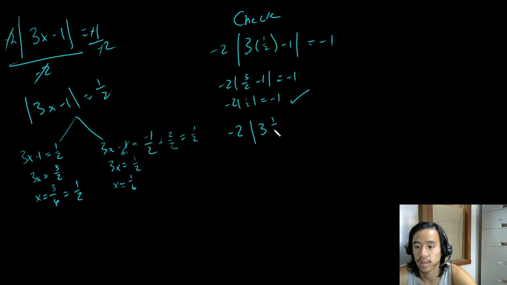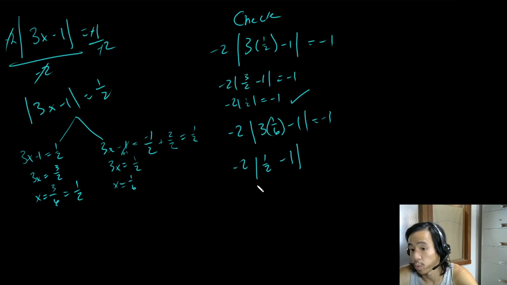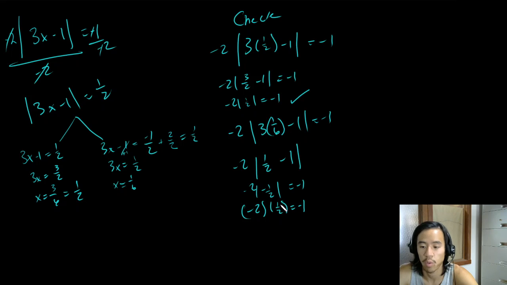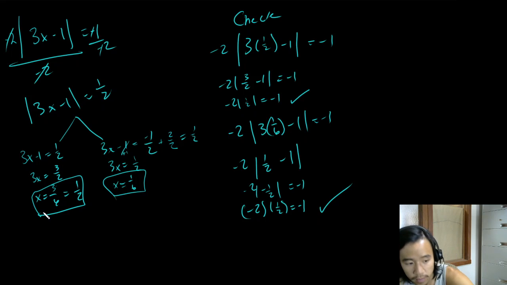3 times 1/6 minus 1. So 3 times 1/6, that's going to be 1/2, minus 1. So 1/2 minus 1, that's going to be equal to negative 1/2. The absolute value of negative 1/2, well, that is just 1/2. And this is true. Negative 2 times 1/2 is equal to negative 1. So these are our answers, 1/2 and 1/6.